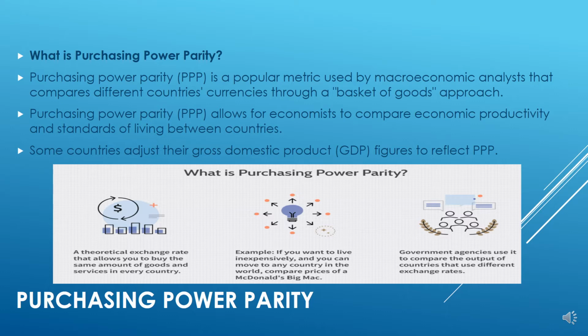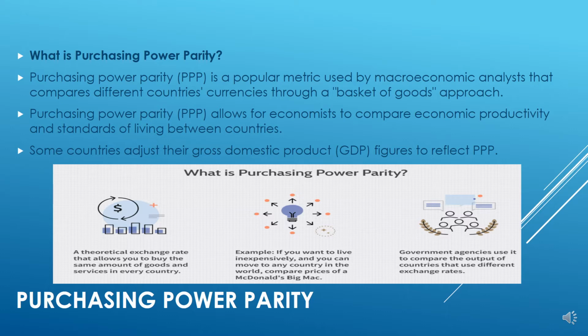It is a popular metric used by macroeconomic analysts that compares different countries' currencies through a basket of goods approach. Purchasing power parity allows economists to compare economic productivity and standards of living between countries. So some countries adjust their gross domestic product figures to reflect the purchasing power parity.